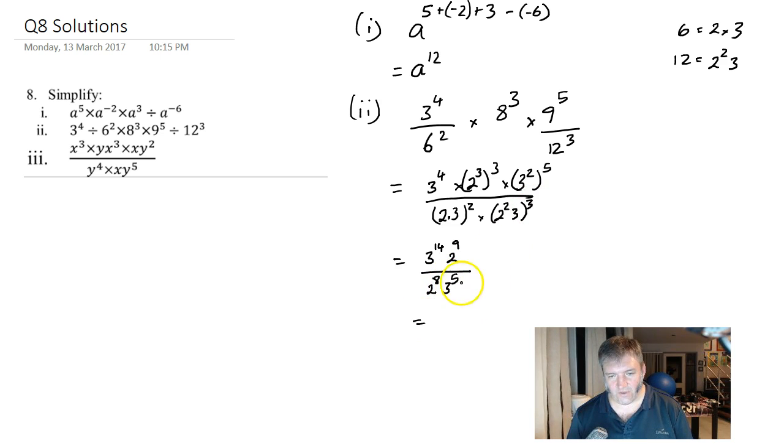In total, doing our division, cancelling our powers, 5 powers of 3 down the bottom can cancel with 5 from the 3 to the 14, leaving me with 3 to the 9, and 2 to the power of 9 divided by 2 to the power of 8 leaves me with just 2. So it's 3 to the power of 9 multiplied by 2, and that's fully simplified. If you check it on your calculator, you should find that they give you the same answer.